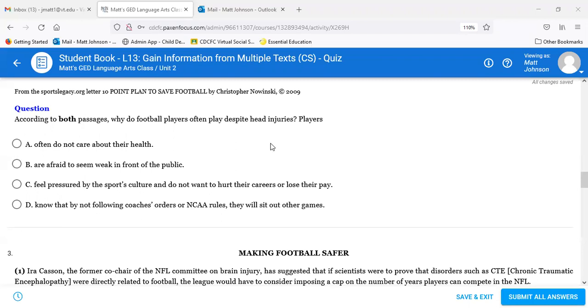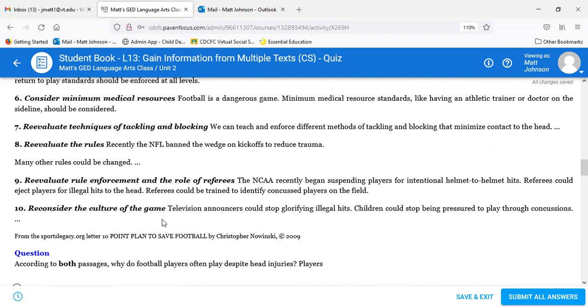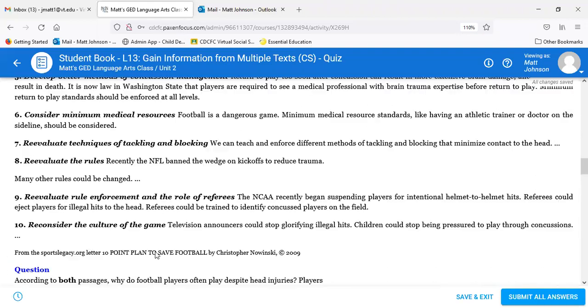Is it C? It is C. Yeah, so feeling pressure by the sports culture, and not wanting to hurt their careers or lose their pay. So, we can get that, right? That's what we're doing here, is gaining that information from multiple texts, particularly at the end there, changing the culture of the game so children are stopped being pressured to play through concussions, right? And listed right there at the end.